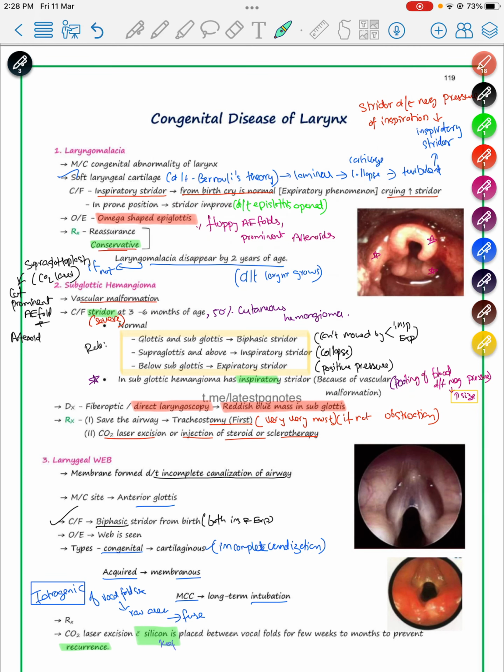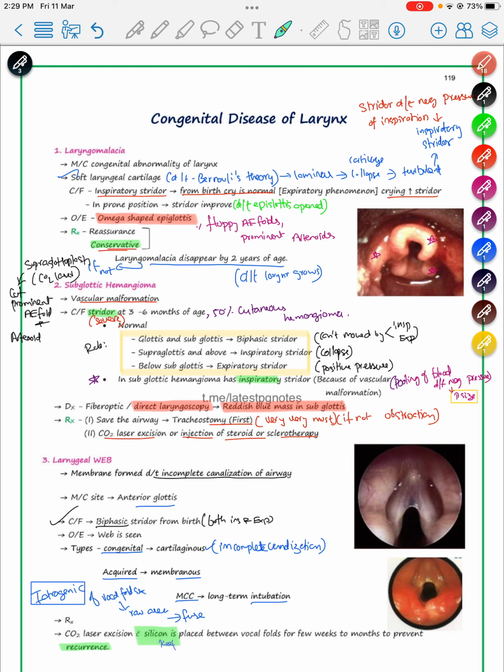Hello guys, today I will quickly discuss the congenital diseases of the larynx. Then we will see the acute and chronic inflammation of the larynx, and finally the benign lesions of the larynx. I will rush through each topic quickly, but I'm trying to explain it clearly.